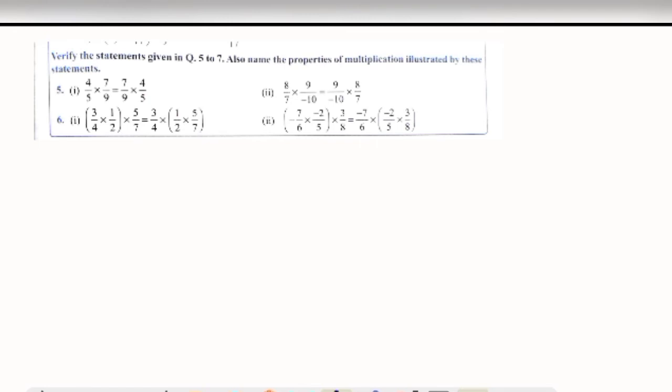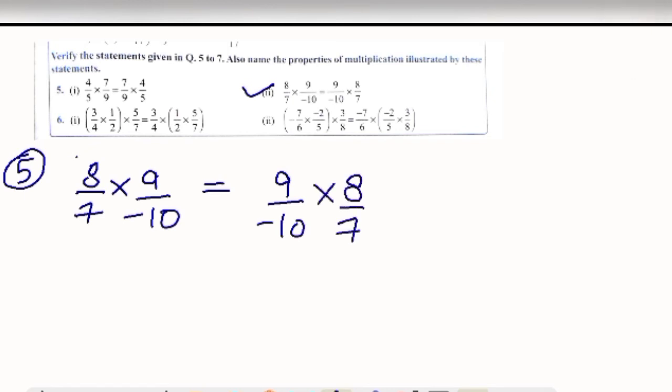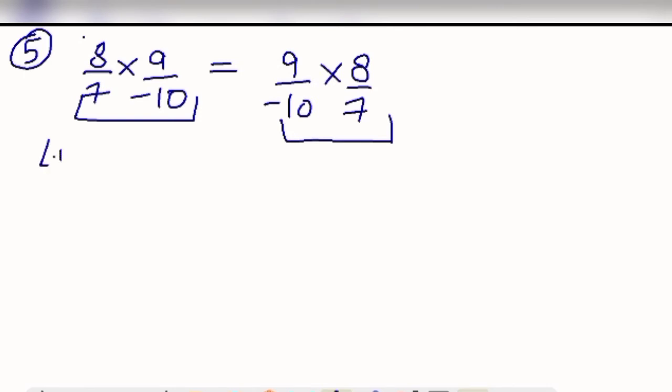So firstly they said to verify these statements. In fifth, students, I am doing second part. First part you will do yourself. Okay. So they have given 8 upon 7 multiply 9 upon minus 10 is equals to 9 upon minus 10 multiply 8 upon 7. This they have given. Firstly we will calculate the left hand side, then right hand side, then we will check whether they are equal or not.